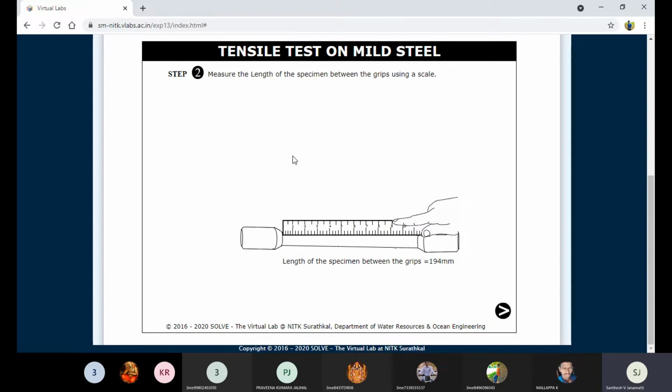Be careful. You can look into this simulation lab so that you can understand better how we need to conduct this experiment. This virtual lab is very important to know how we can carry out the process practically. This is an opportunity to know how to conduct the experiment. See here, we are taking the scale and measuring the gauge length of the specimen, which is around 194 mm.